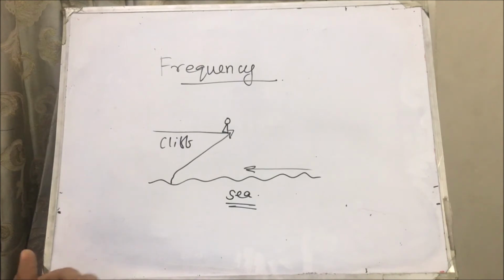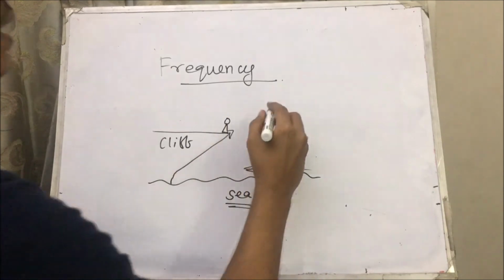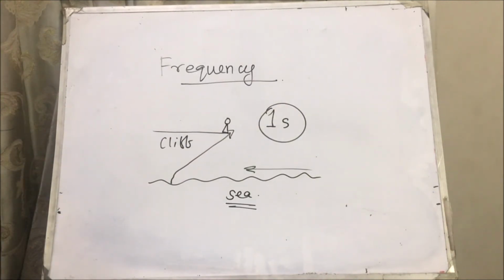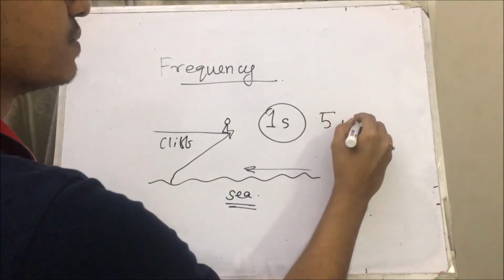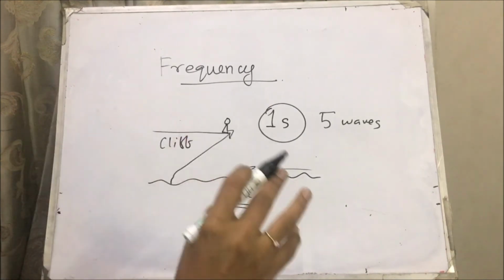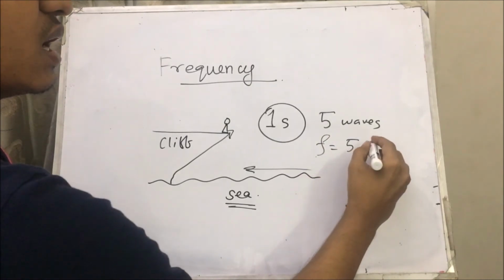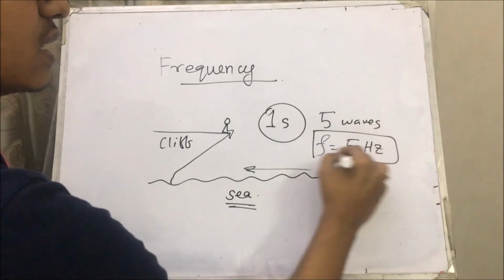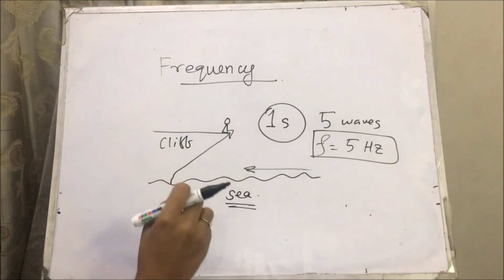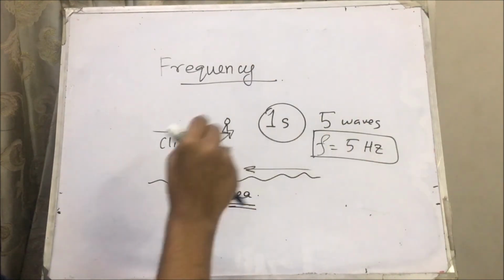You decide to count how many waves cross you in a time span of 1 second. So you counted within 1 second, 5 waves travel. 5 waves go under you in 1 second. This means that the frequency of the wave is 5. 5 what? 5 hertz. 5 hertz means 5 waves travel through a particular point in 1 second.